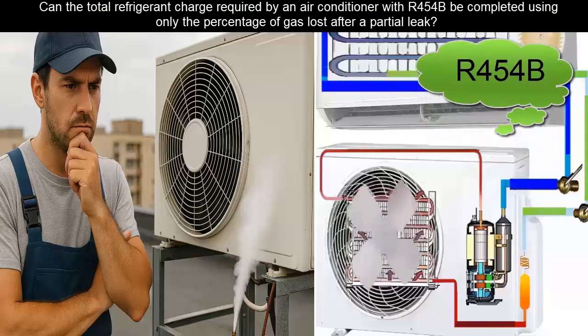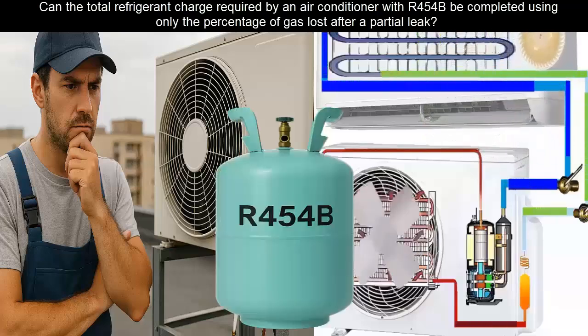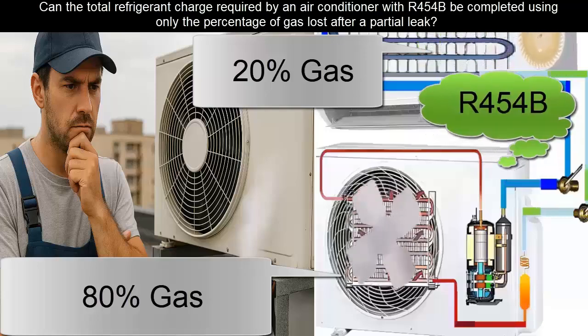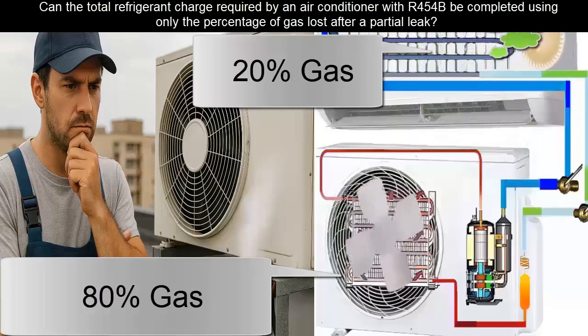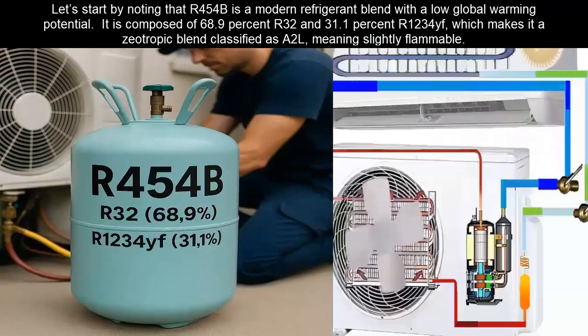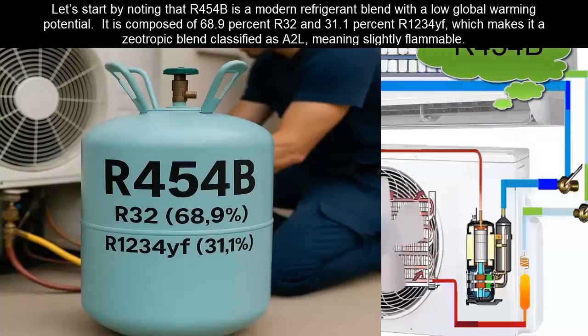Can the total refrigerant charge required by an air conditioner with R454B be completed using only the percentage of gas lost after a partial leak? Let's start by noting that R454B is a modern refrigerant blend with a low global warming potential.